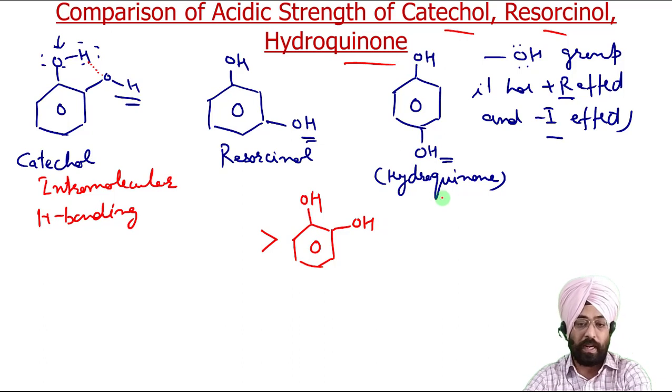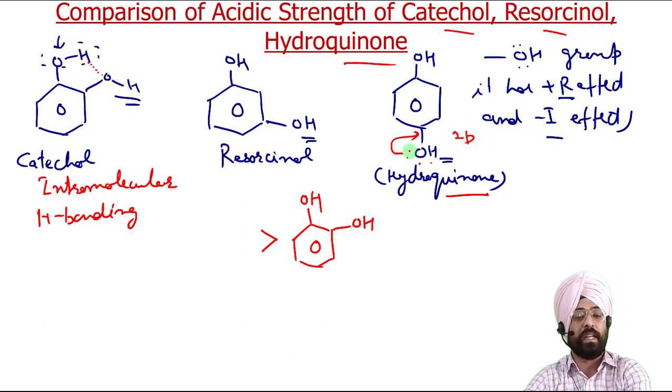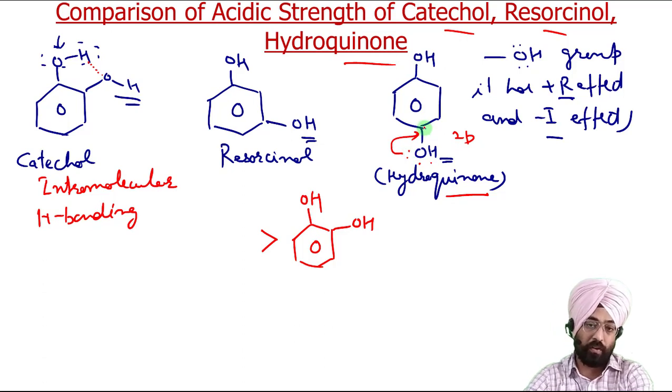Now first see what hydroquinone is. In hydroquinone, these electrons can participate in resonance because it is at the para position, and it has a minus I effect. Now both carbon and oxygen have 2p orbitals, so here the resonance effect dominates. So it becomes an electron donating group. Electron donating groups decrease the acidity. So hydroquinone is less acidic than resorcinol. So I will write here, this is your hydroquinone.